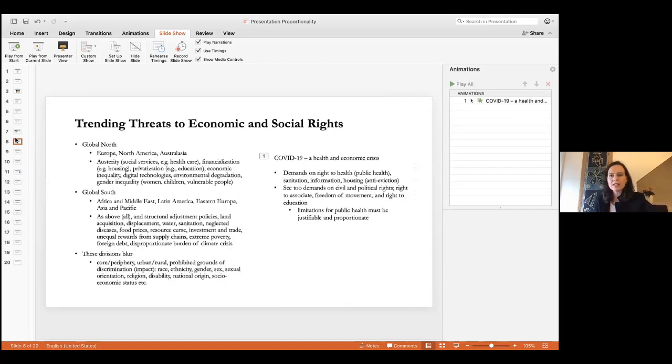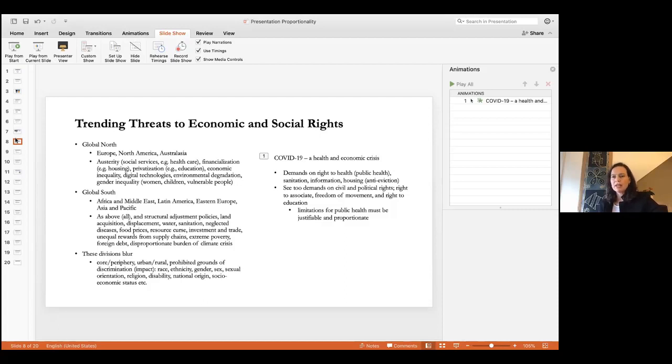Just in brief, the trending threats to economic and social rights come out in many studies. Many of these studies are connected to UN reports or social movements. And so I've seen from the global north a lot of studies concerning the threats of austerity, cuts to social services, cuts to healthcare, and so forth. Financialization, cuts to housing protections or increases in unaffordability of housing, privatization policies, economic inequality, digital technologies, environmental degradation, and gender inequality, and how that is felt by women, children, and vulnerable people.